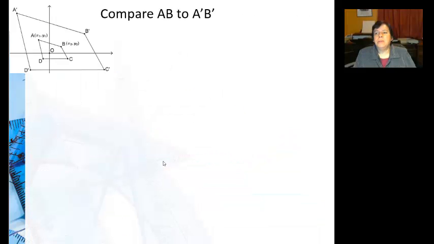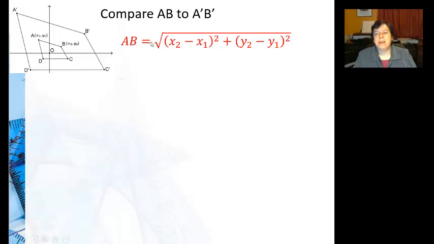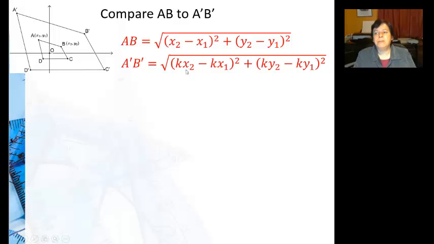Okay, so I'm also going to compare lengths. What are the properties of lengths? This one's a little bit of work, so bear with me. I'm going to do the distance formula for the first segment, AB, and I'm just going to leave it that way, the same way I did for slope. Now I'm going to do the distance formula for A'B'. The difference is there's a k in there.